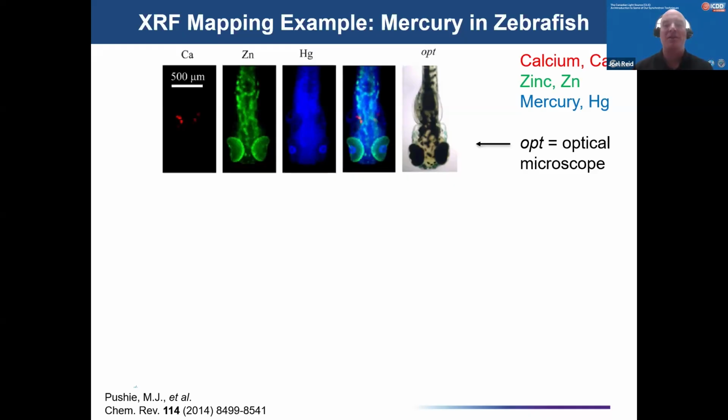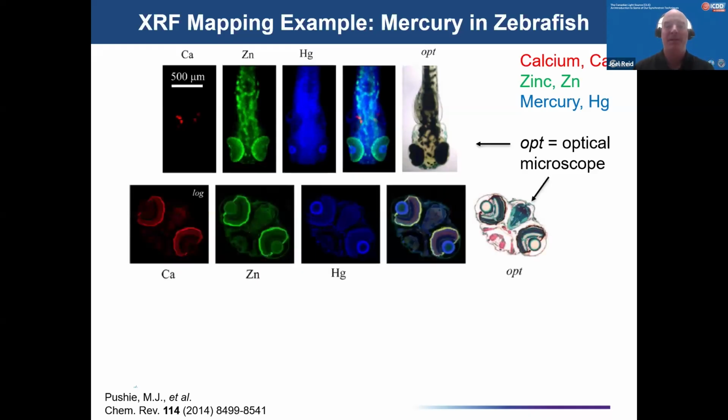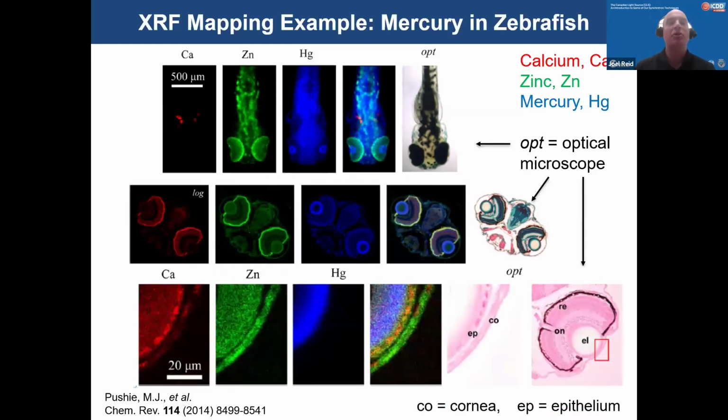There are multiple elemental maps, including mercury, for a zebrafish here, and you can see immediately that the elements are not evenly distributed. If we zoom in on the eyes and the brain, you can see mercury is highly concentrated in the eyes. If we zoom in further still, the mercury appears to concentrate in a layer underneath the cornea and the epithelium. And understanding how elements like mercury distribute themselves in the body can be really important for understanding their toxic effects.